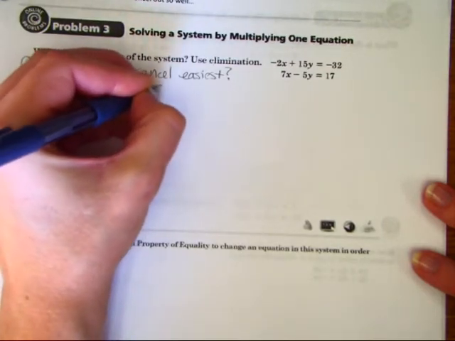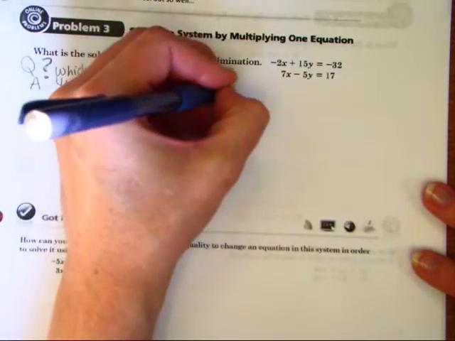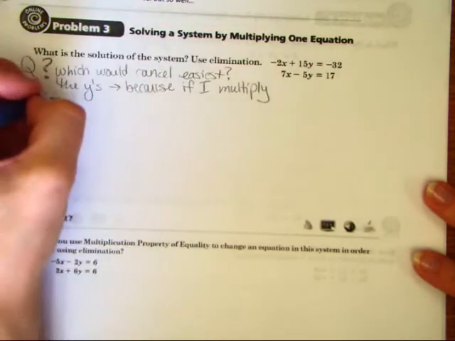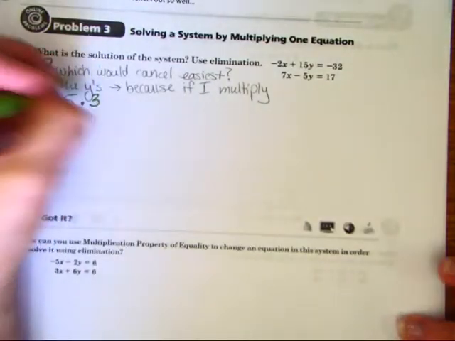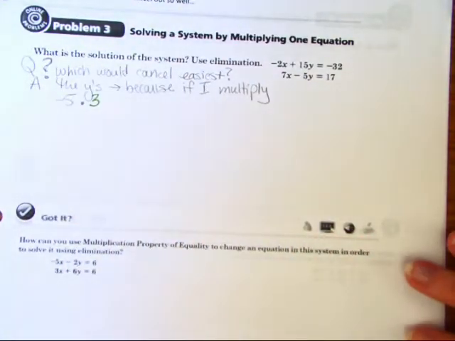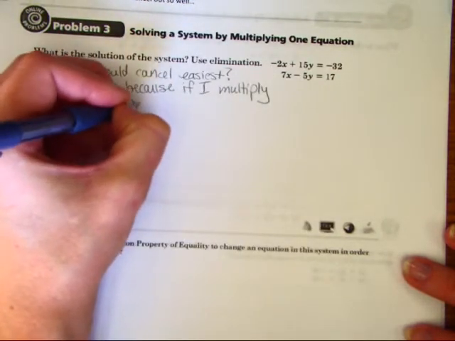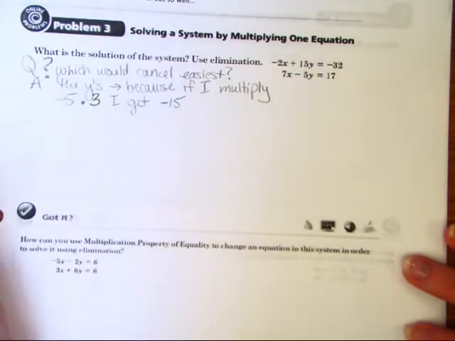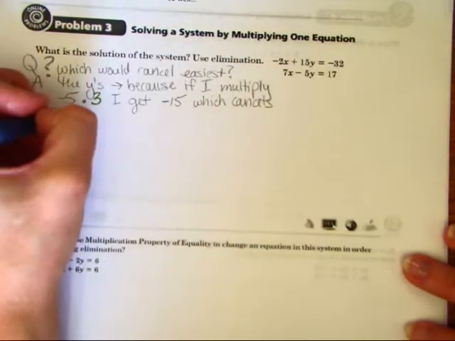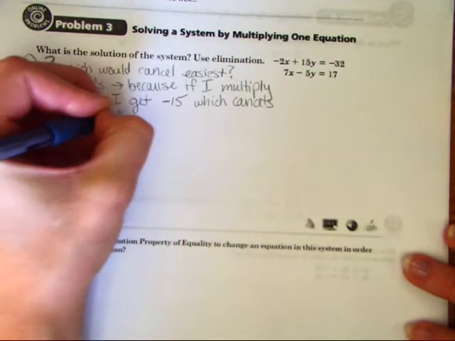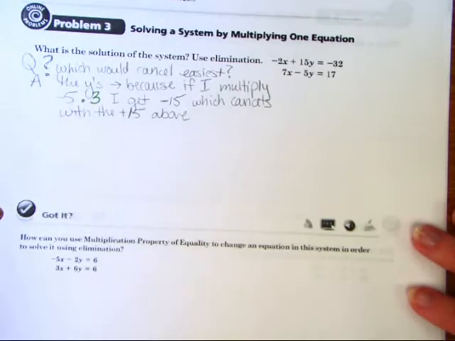Because if I multiply -5 times, look, I'm going to use a marker now, 3. What are you talking about? Well, if I multiply this -5 that I'm pointing at by a +3, I get -15. Which, guess what? Cancels with the +15 above it. Whoa, did I just blow your mind?